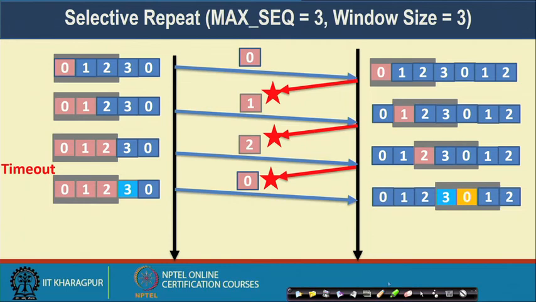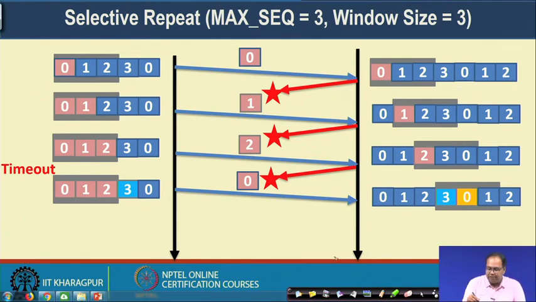So, I have taken an example where my max sequence is 3. If my max sequence is 3, then my ideal window size should be equal to 3 plus 1 divided by 2, that means equal to 2. But here we are using a window size 3, one more than the actual window size that we should use. So, here let us see what the problem is.